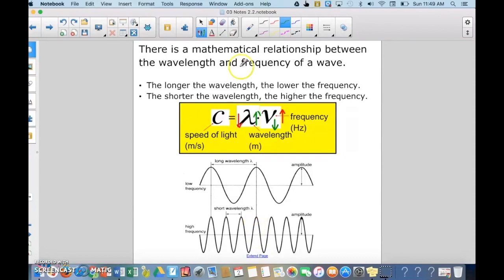So again, we have this great equation that is going to help us relate the frequency and the wavelength of one wave, because one times the other is equal to the speed of light. And remember, the speed of light is measured in meters per second, the wavelength is measured in meters, and the frequency is measured in hertz.